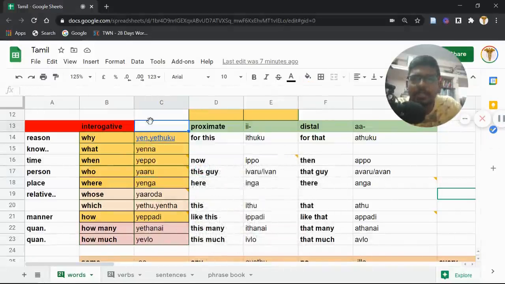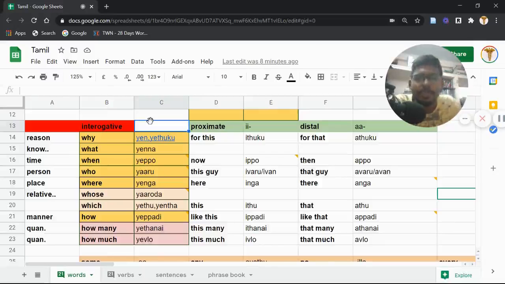So we can see an example of when to use which word. For example, if you want to know the reason why, we use the word yen or edukku, which also means for what kind of thing. If you just want the equivalent word for what, we use enna. For this, we use two sets of words, which are proximate or distal to the context. We'll start with an example.